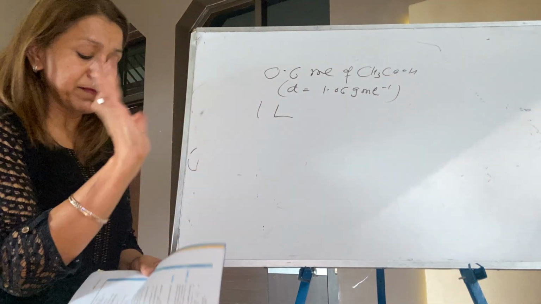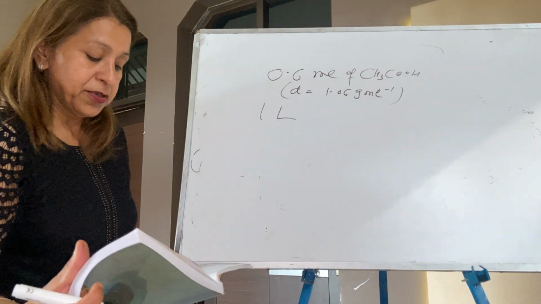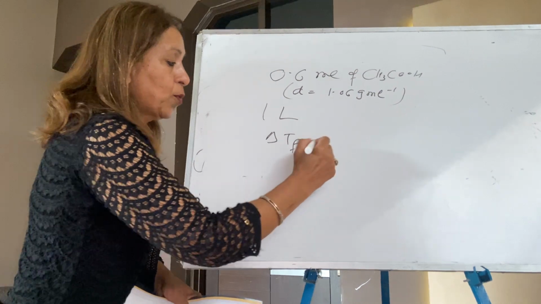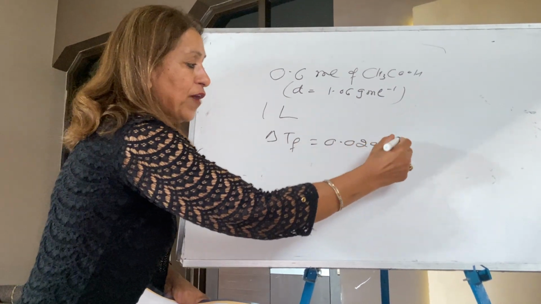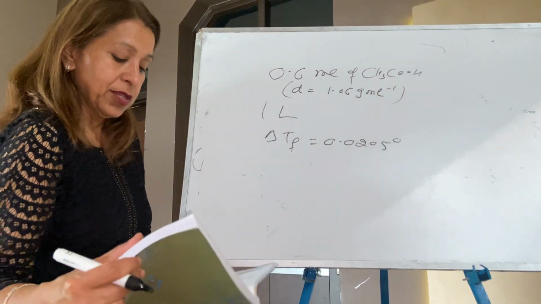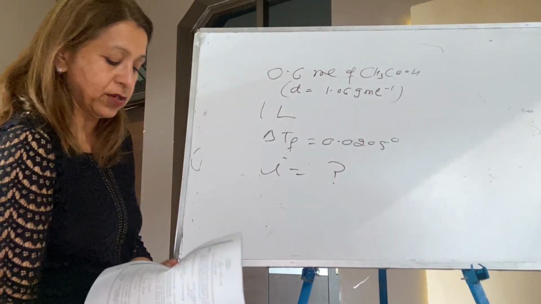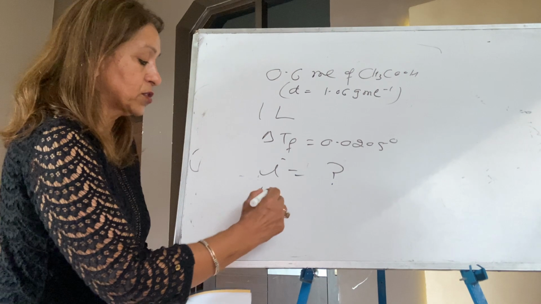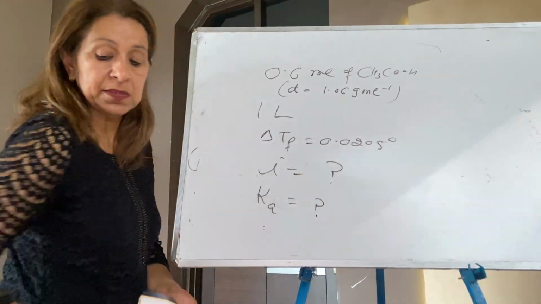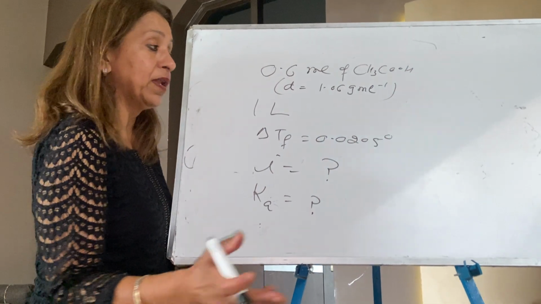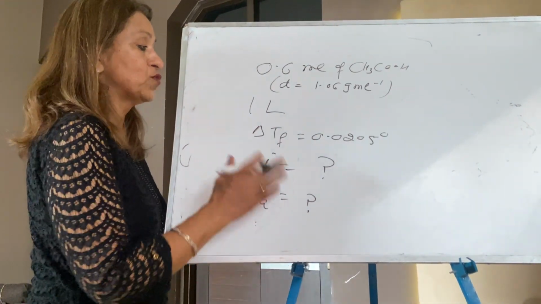You write everything. First make a table. 1 liter water. Depression in freezing point is 0.0205 degree. The question is to calculate the van't Hoff factor i, and calculate the dissociation constant Ka. Very simple. No need to see how they have solved the example. Do it yourself. It's very simple.